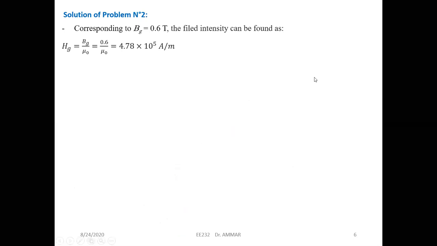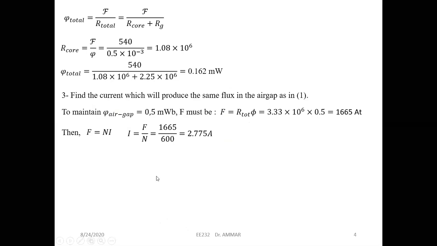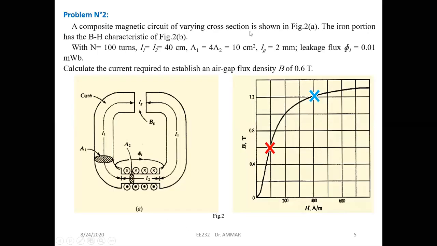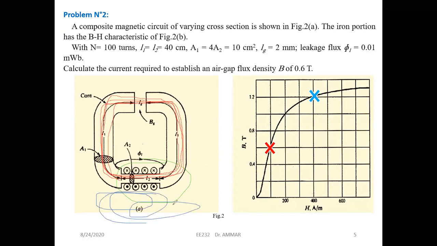Okay, to see where the leakage flux is. So this is the coil. Let's change the color. The linkage flux is the flux here. This is the linkage flux, the same as in the core and the air gap. So those are the linkage flux lines. The leakage flux is here.